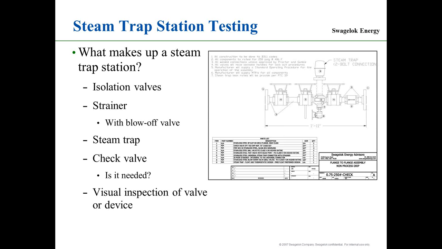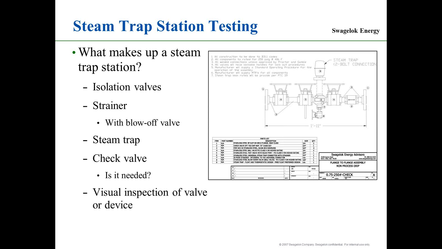And people say, well, what's so critical about that? Most isolation valves that people purchase leak internally, severely. And so when you go to shut a steam trap station down to replace a steam trap, it doesn't shut off. So people have to be familiar with the FCI, ANSI standards, and API standards for internal leak rate.